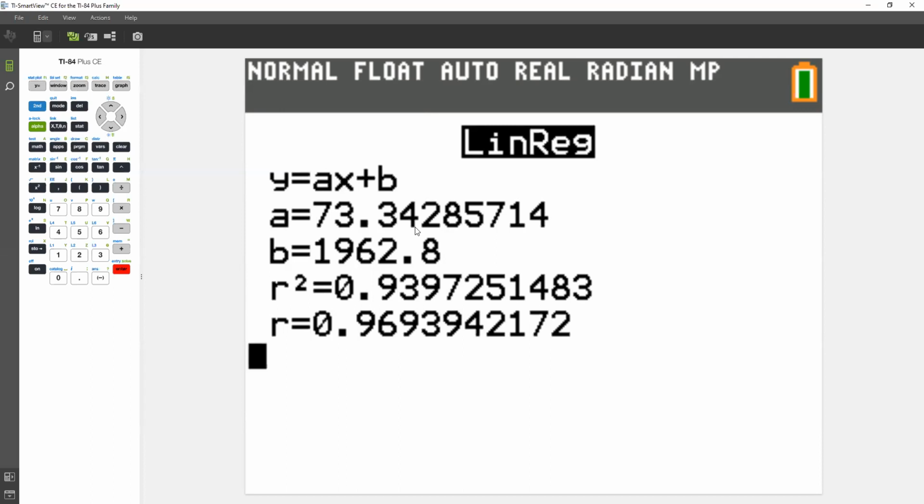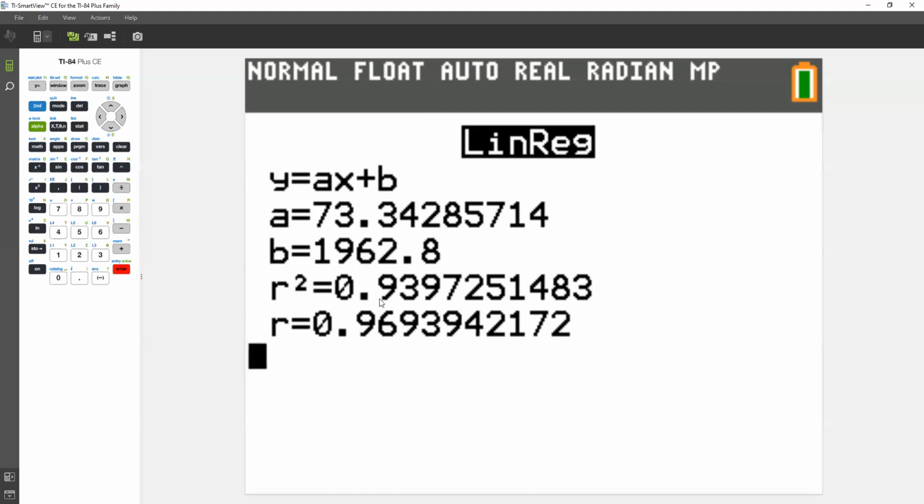Sometimes it'll say round to the nearest 10th or round to the nearest 100th or something like that. If it doesn't say what to round to, you want to round to whatever your data looks like. Our data was all whole numbers, rounded to the nearest ones place. So we're going to round our A to 73. Our B is our y-intercept. This would round to 1,963.